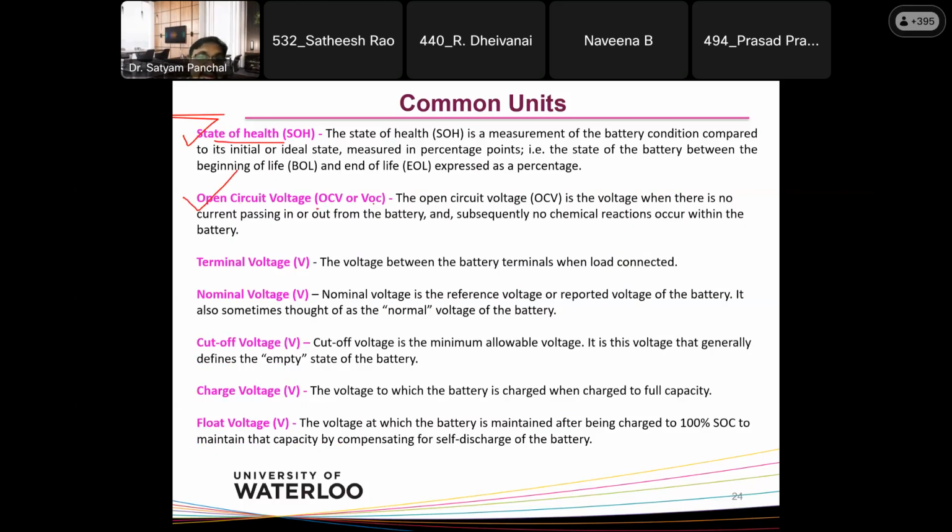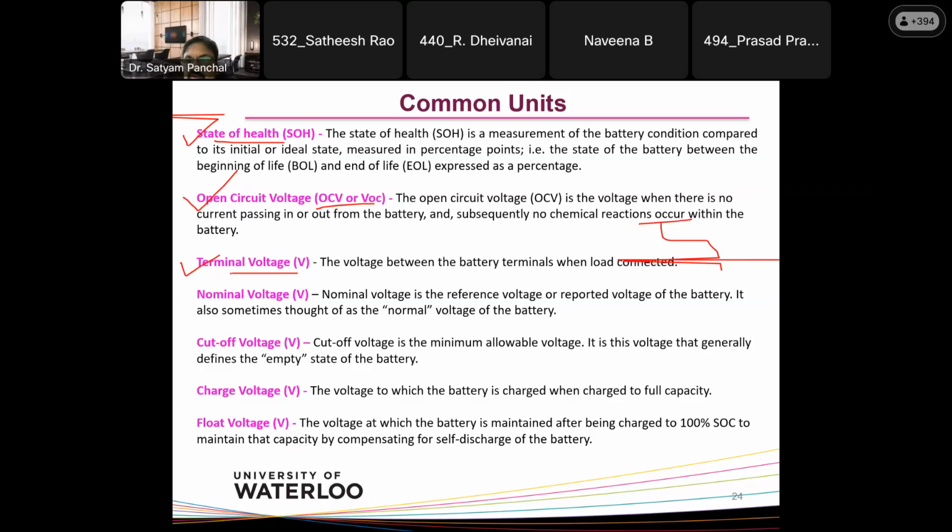Open circuit voltage is probably a new term. If you are in electrical, you might know it, but if you are in mechanical or chemical, open circuit voltage, known as OCV or VOC, is the voltage when there is no current flow on the battery, or typically a very marginal current of, let's say, 0.5 ampere or 1 ampere. Basically no chemical reaction occurs within the battery, and that voltage is known as the open circuit voltage. Terminal voltage is the voltage between the terminals of the battery.